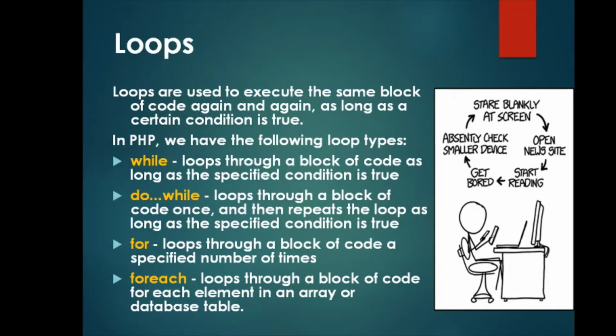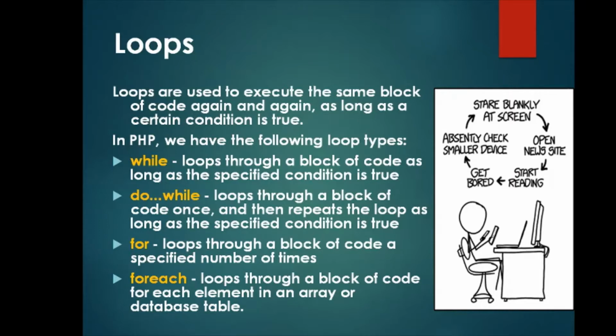So in PHP, we have the following loop types. We have the while loop, which loops through a block of code as long as the specified condition is true. Our do-while loop loops through a block of code once and then repeats the loop as long as the specified condition is true. Our for loops loop through a block of code a specified number of times.